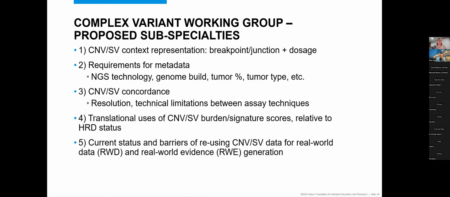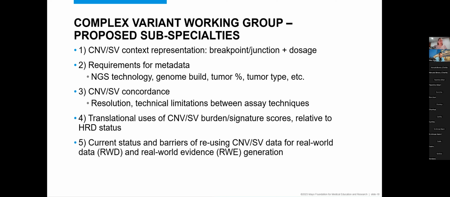Because CNVs, SVs are inherently a little different than SNVs. And then, how do we translate the results from copy number variants and structural variants, complex variants between tests? So what are the resolutions of specific tests, and what are the technical limitations between assays, and different challenges we might have in kind of seeing the same variant across different assays?